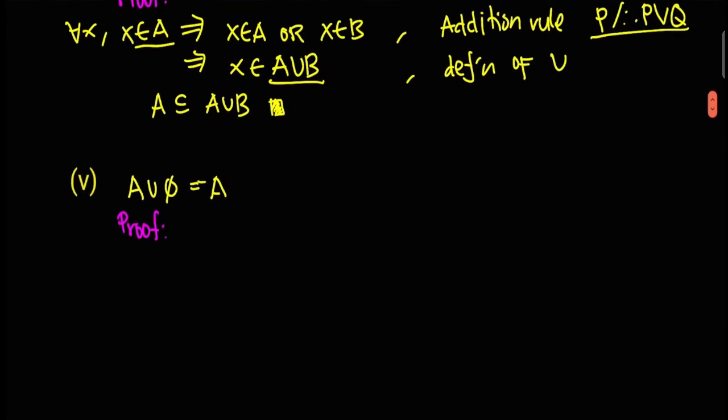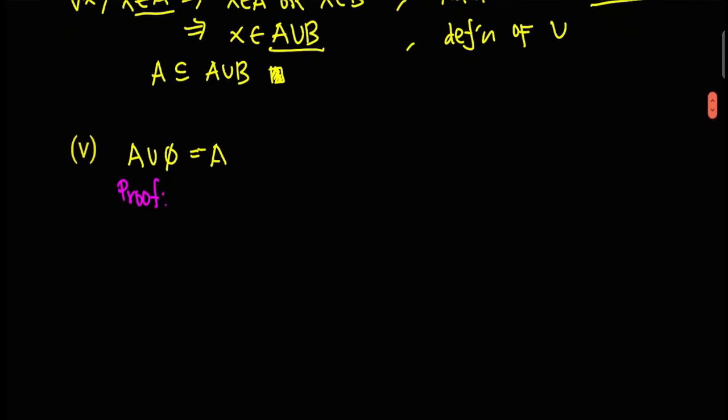This is a very interesting statement. A union empty set is A. So we have a set A and we are going to include the elements of the empty set, but we know that the empty set contains no element, so no element was added. So that's the same as the original set A. But of course, we still need to prove it mathematically.